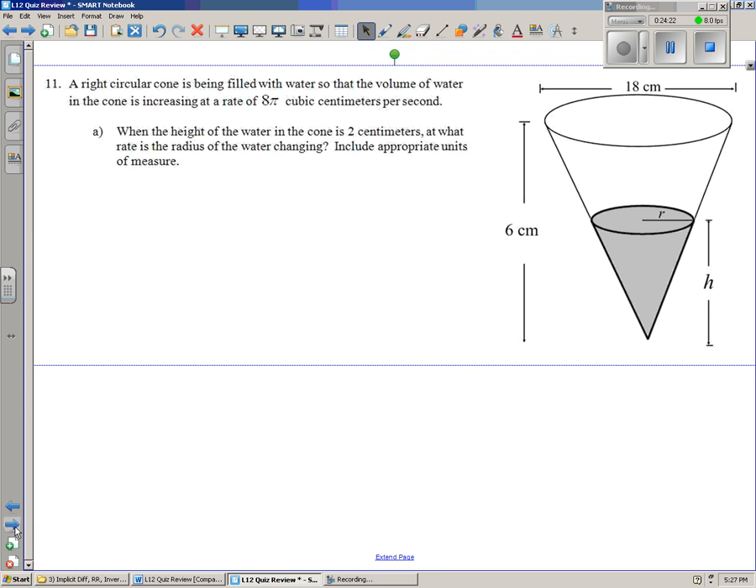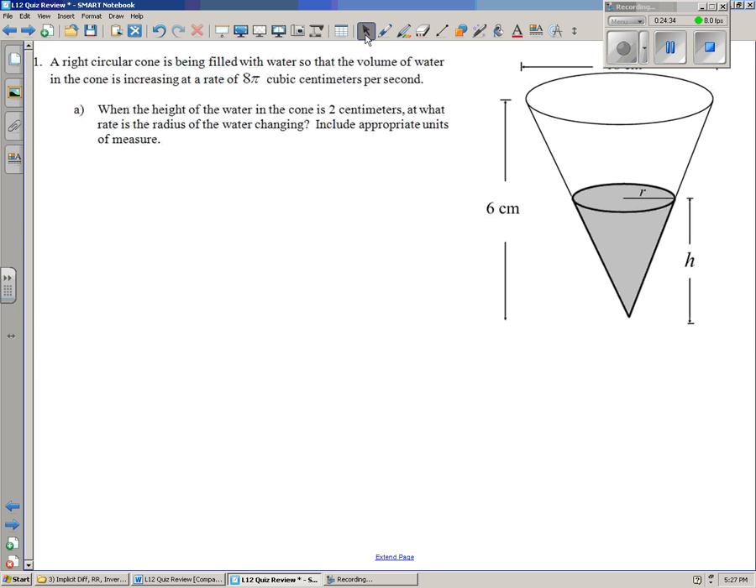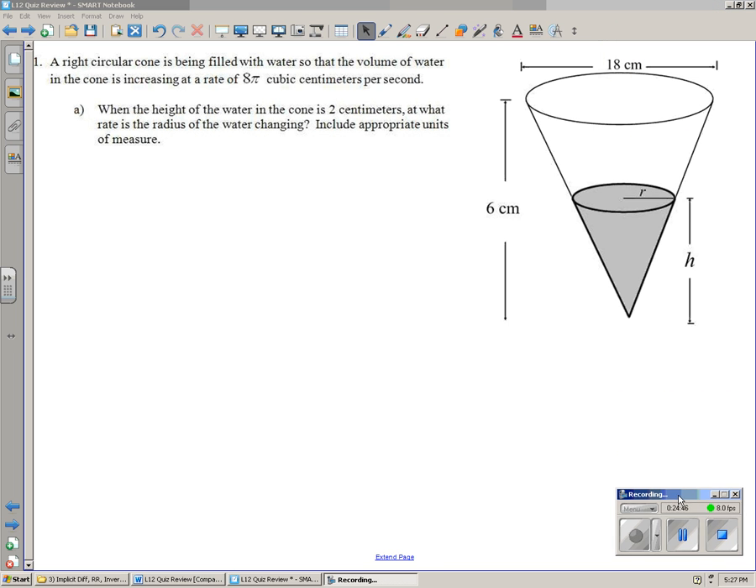All right, next problem. We have our friend the right circular cone. A right circular cone is being filled with water so that the volume of the water in the cone is increasing at a rate of 8 pi cubic centimeters per second. It says when the height of the water in the cone is 2 centimeters, at what rate is the radius of the water changing? Include appropriate units of measure.